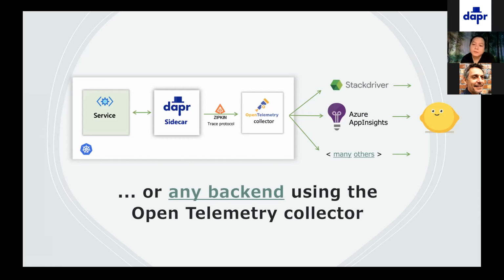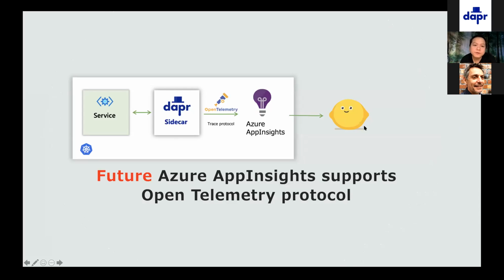And in the future, when the OpenTelemetry trace protocol is supported, there's a plan for App Insights to understand OpenTelemetry directly. Then there's no need to have an additional hop from the collector to App Insights. And we expect the same to be happening across other backends as well. As OpenTelemetry becomes the industry standard, more and more backends will understand OpenTelemetry directly, and then there's no need for translation.